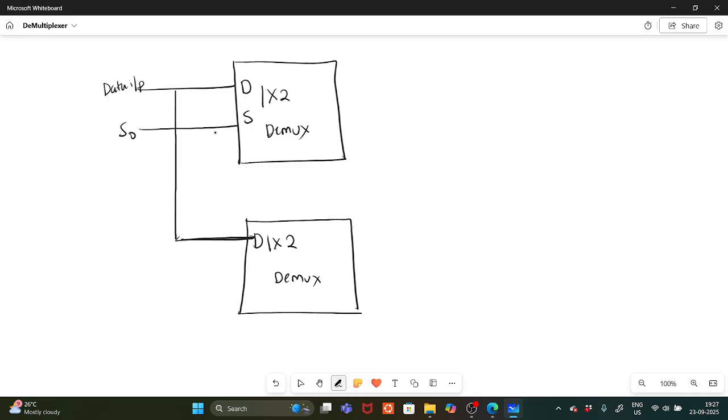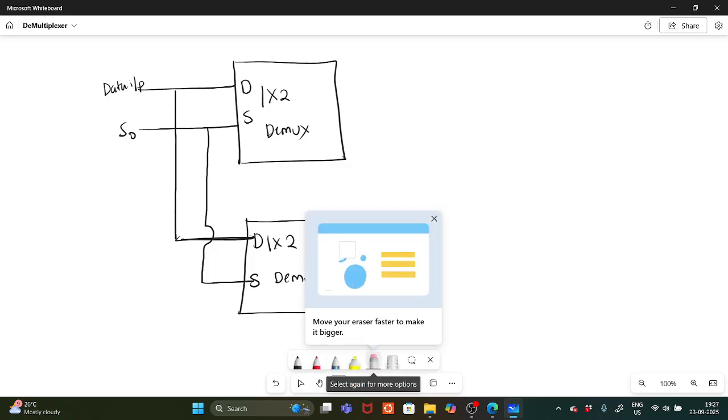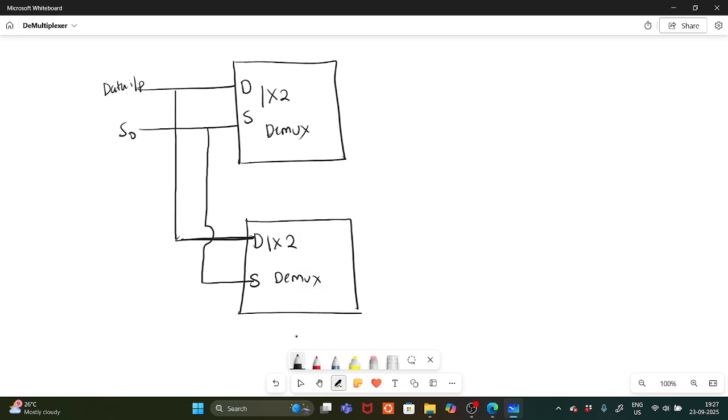Okay. So S naught is common for these two. S naught is common, whereas S1 is there, no? S1 you are giving through the enable pin. Okay. So how are you giving it here? This is S1. You are giving it through an inverter. Okay. Through an inverter I am giving S1, and this is given to the enable pin.